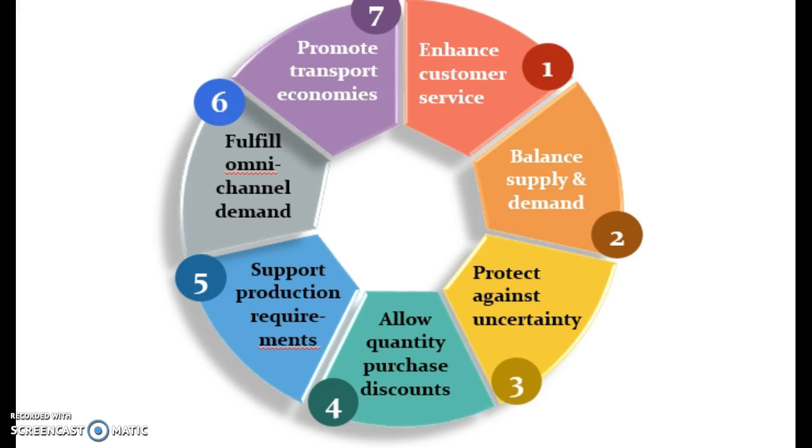As production and consumption are not perfectly synchronized, transportation of individual units is too costly. To overcome such issues, distribution operations, namely distribution centers, warehouses, cross-docks, and retail stores, are established within the supply chain. These inventory handling, storage, and processing facilities help supply chains create time and place utility. The role of these facilities includes the following: balancing supply and demand, protecting against uncertainty, allowing quantity purchase discounts, supporting production requirements, fulfilling omni-channel demand, and promoting transportation economies.